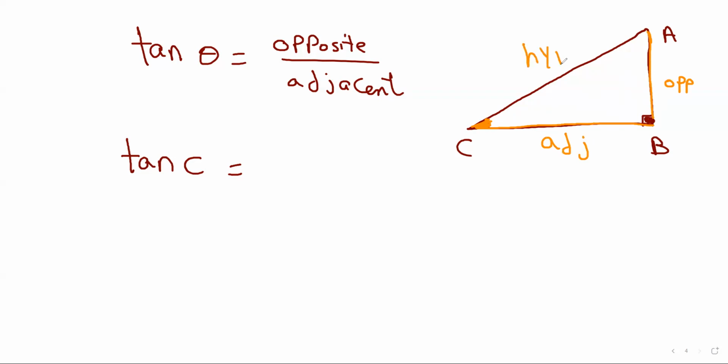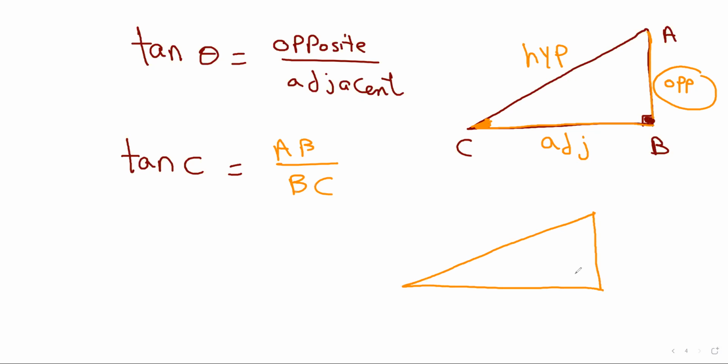And this is the hypotenuse. So tan C is the opposite AB over adjacent BC.